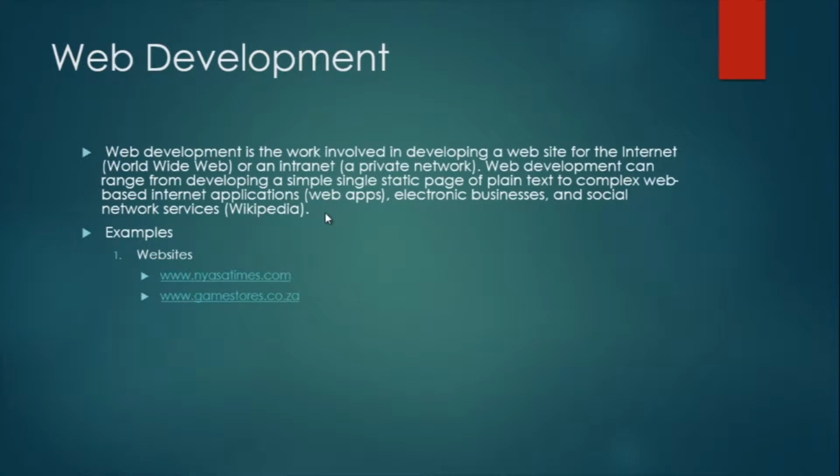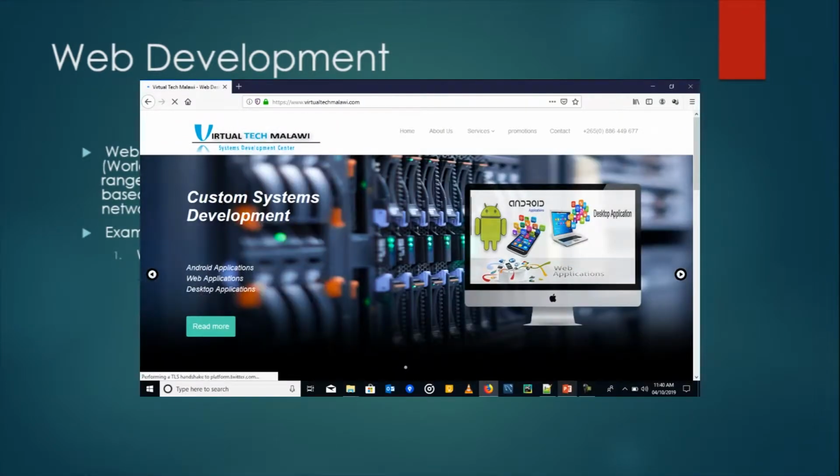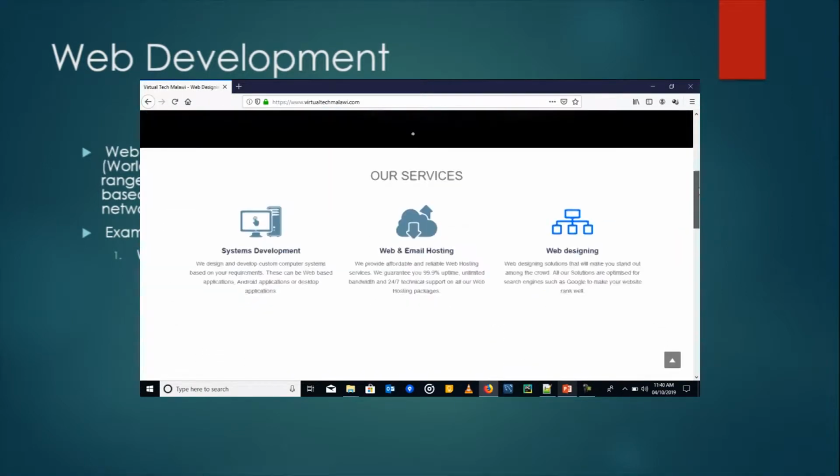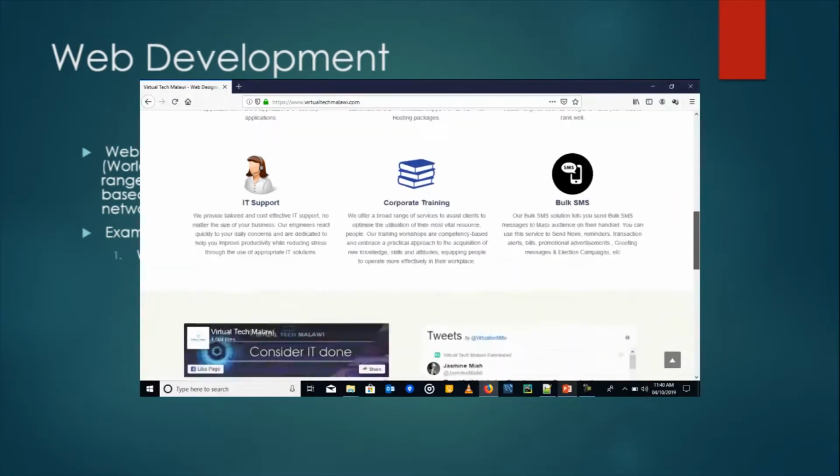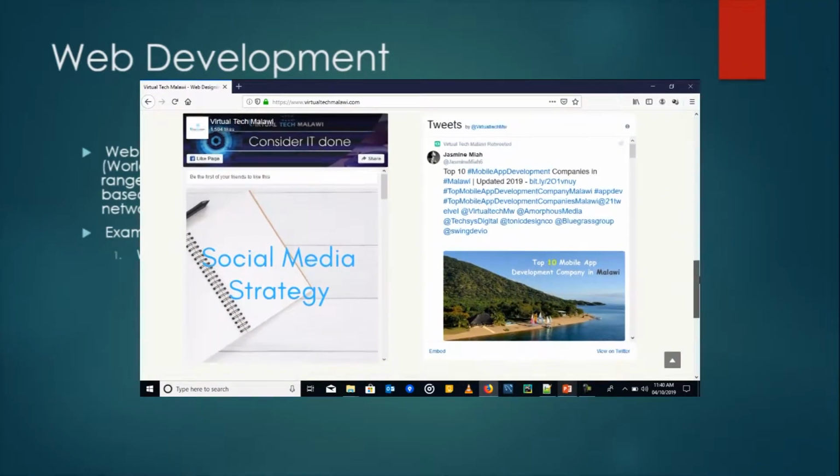Another good example of a website can be gamestores.co.za, where you can see the list of products that are on promotion at Game Stores, the prices for electronics and whatnot. That's another example of a website. Another example of a website can be www.vigitechmalawi.com. If you visit that link, you see that's another example of a website.